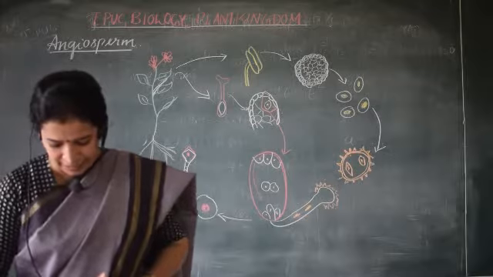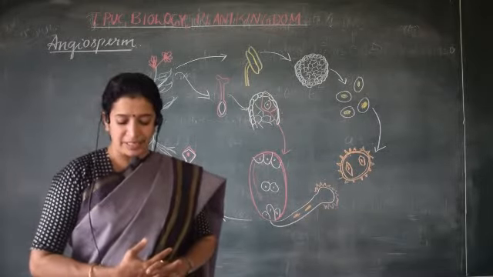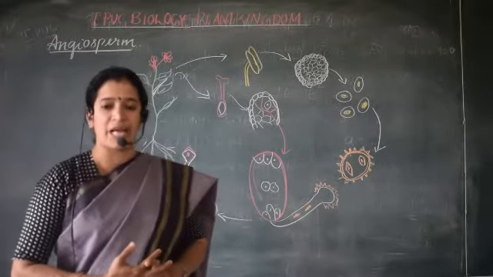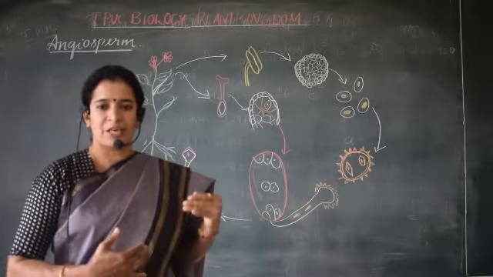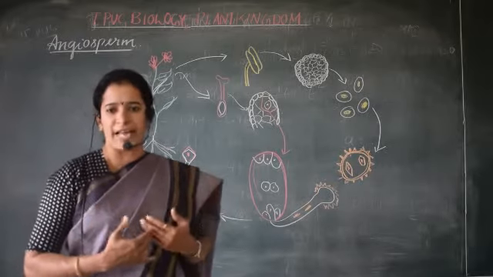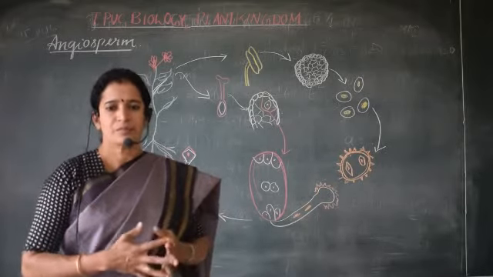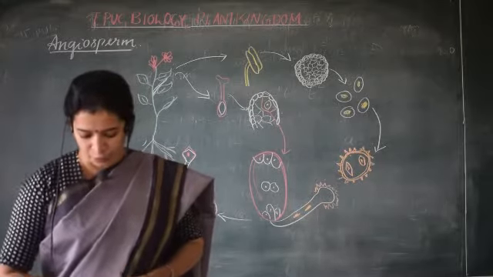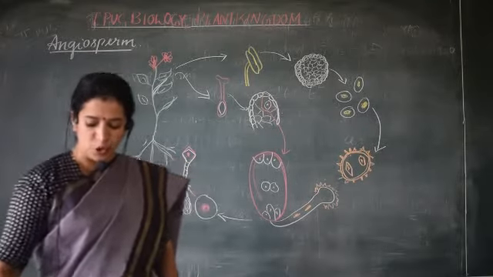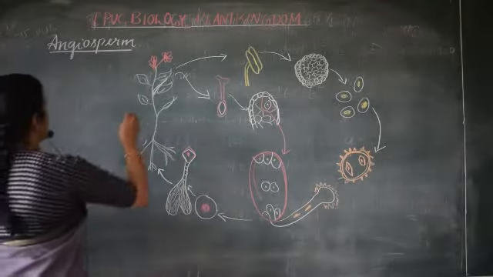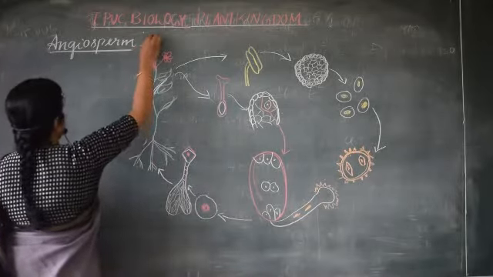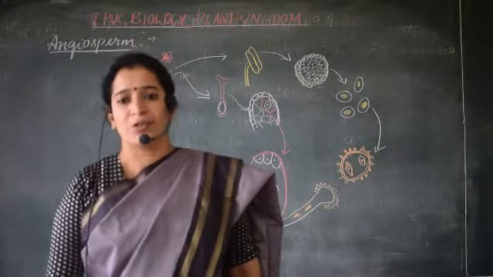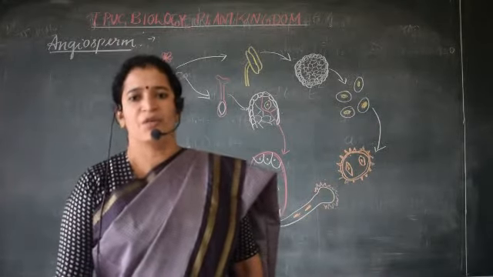That is the one difference we can see. In gymnosperms, the ovules are naked and the seeds are not enclosed by fruits, but in the case of angiosperms, the seeds are covered by fruit. That is, seeds are enclosed by the fruits. So we are going to study now one of the largest categories under the plant kingdom, which is angiosperm, and it is also called the flowering plants.